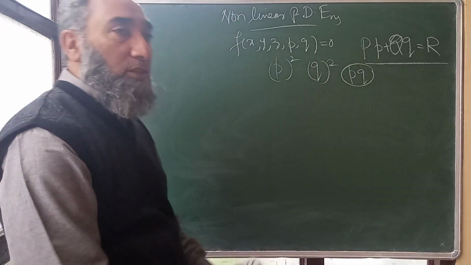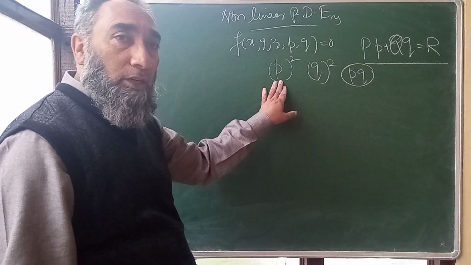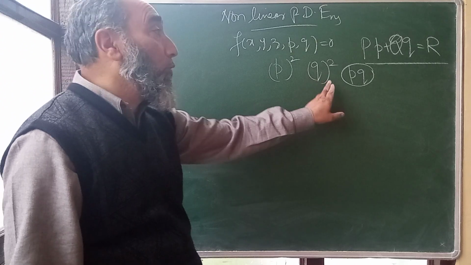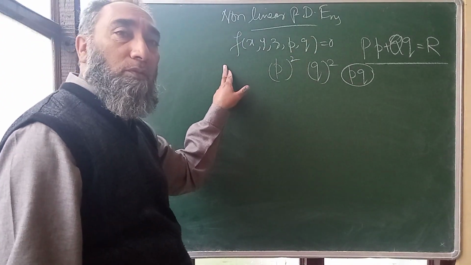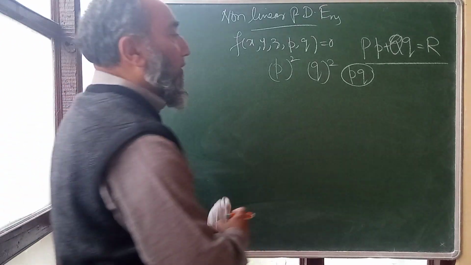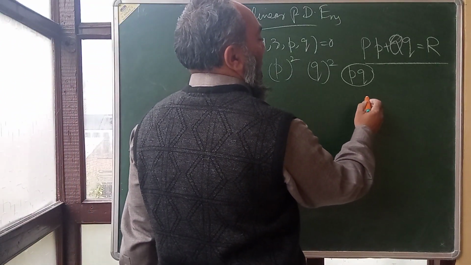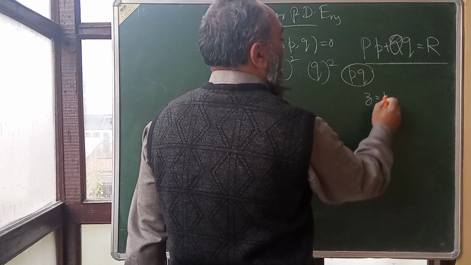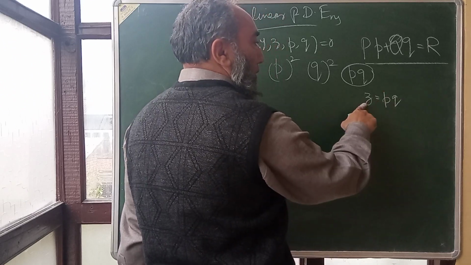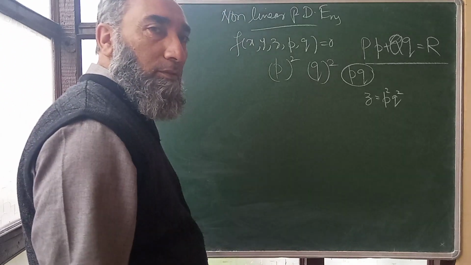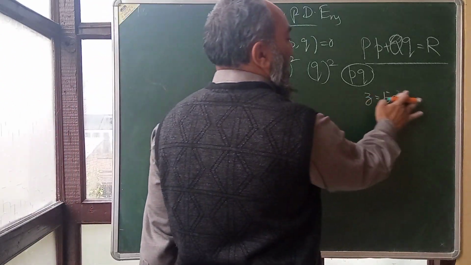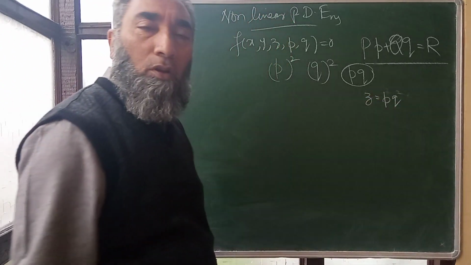If you have such a case, degree of P is greater than 1, degree of Q is greater than 1, and you have product of PQ also, then we say it is a non-linear partial differential equation, right? For example, you have, say, Z equal PQ, P square Q square. And first of all, there is a product PQ. So this is a non-linear.